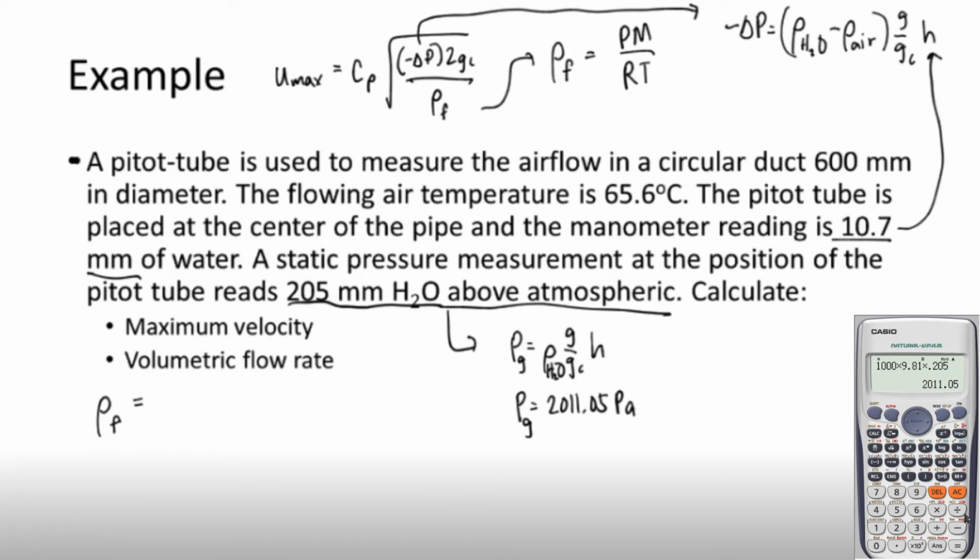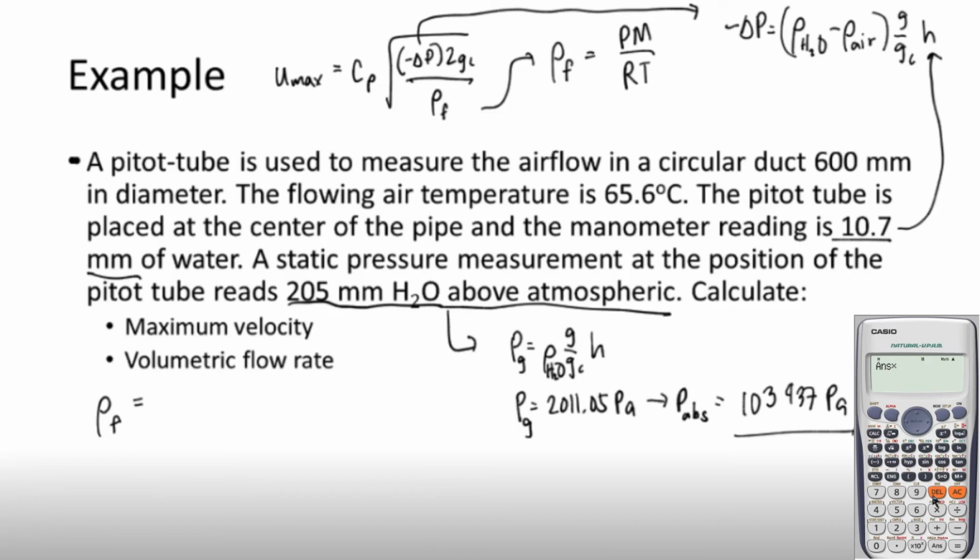So for us to be able to use this pressure for our equation for density, we have to convert this to absolute pressure. To convert this to absolute pressure, we simply add 101,325 pascals. The absolute pressure of air is 103,437 pascals.